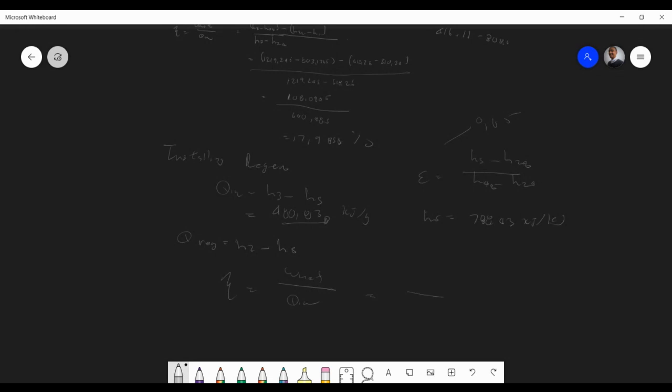Your work net, what we found was 108.0. Now, I think it's still an inefficient gas turbine. That's for 480.83. And if you find this, you should get around 22.5%.